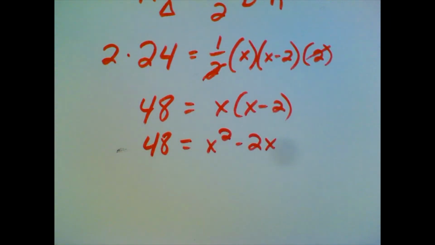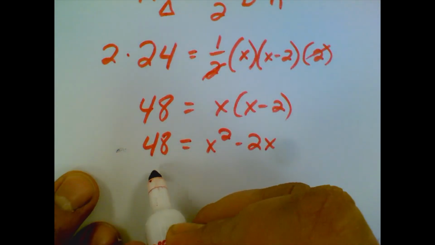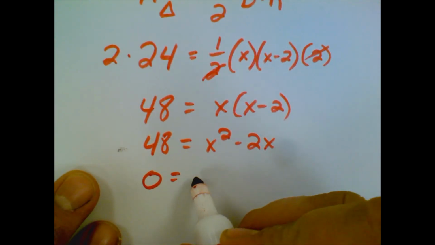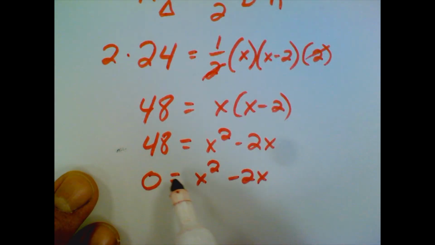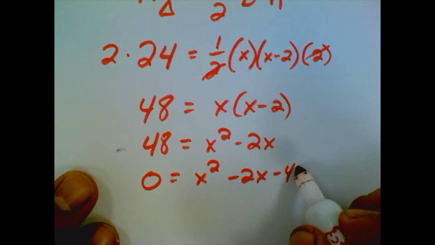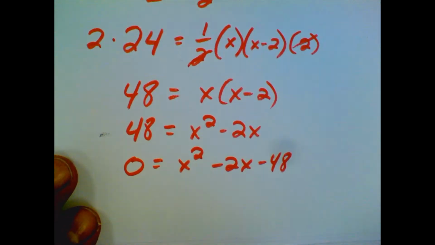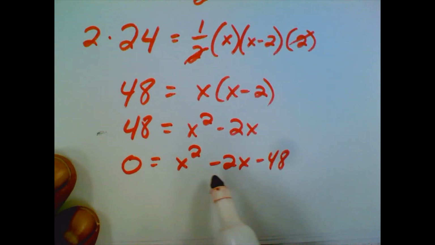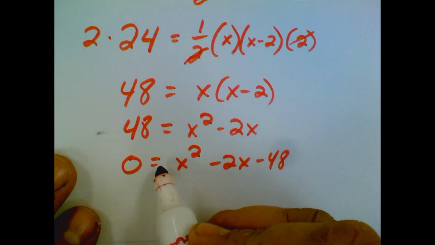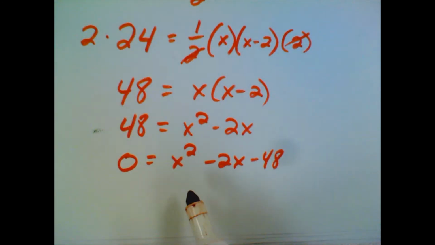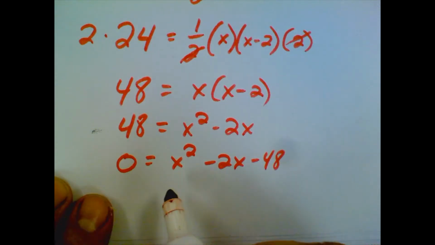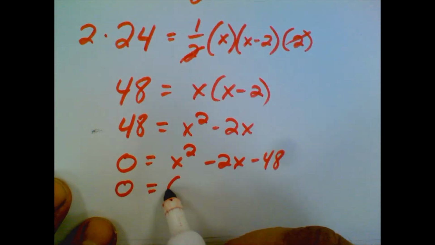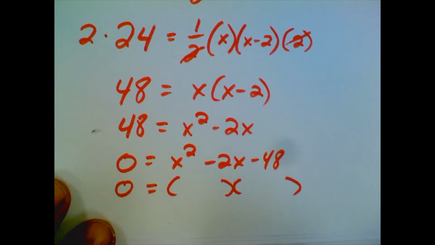And then again, we want to set everything equal to 0 and put our quadratic in standard form. So that would be 0 equals x squared minus 2x, and if I move the 48 to the other side, I've got to subtract 48. Okay? Notice, it's a quadratic equation, so you should always think factor first. So remember, look for a GCF first. Does anyone see a GCF? I don't either. So now let's try reverse FOIL.